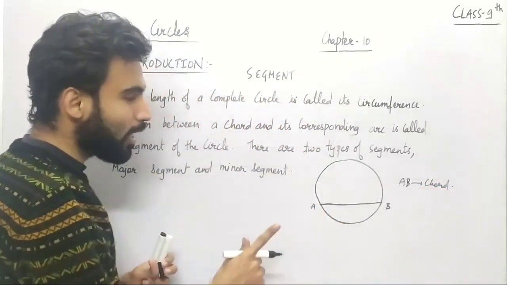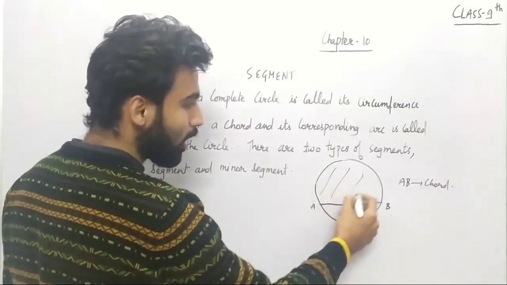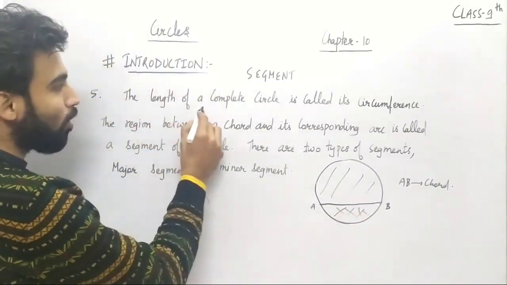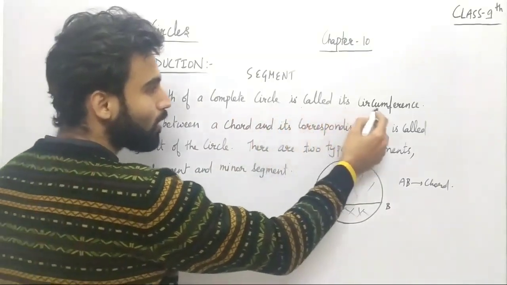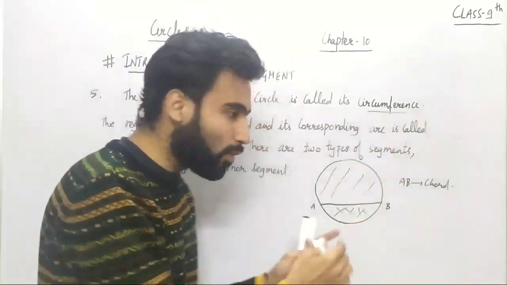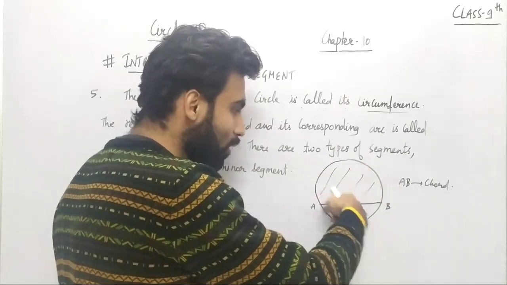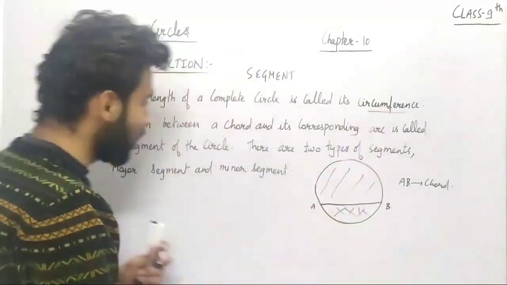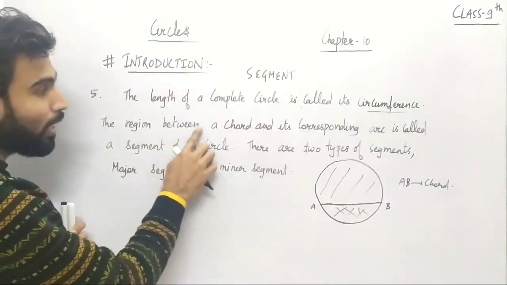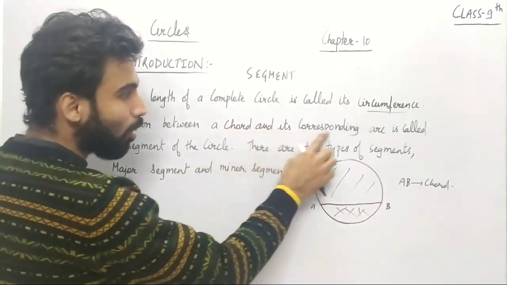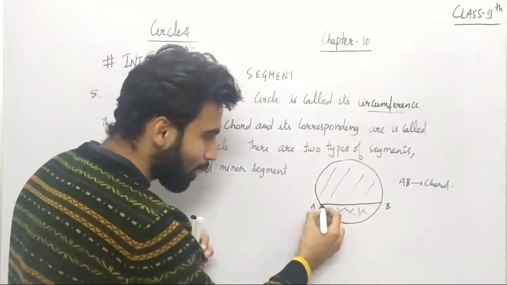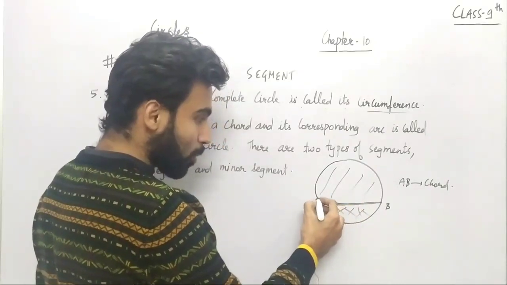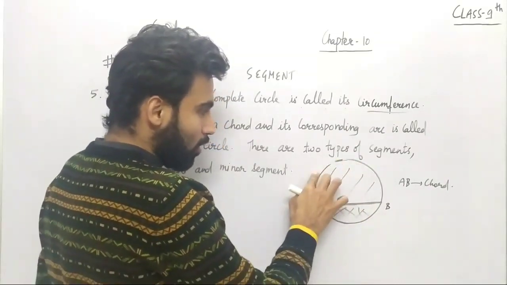Now the one thing that you will notice here is this area and this area, right? So now let me tell you, the length of a complete circle is called its circumference. That we already knew. I told you that this whole outer length of the circle is known as the circumference. Now let me tell you the region between a chord and its corresponding arc. So you can see if I make a chord here, then this chord and its corresponding arc that is formed, you can see here.